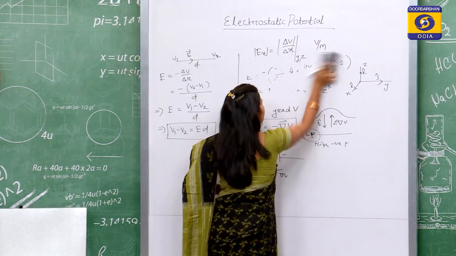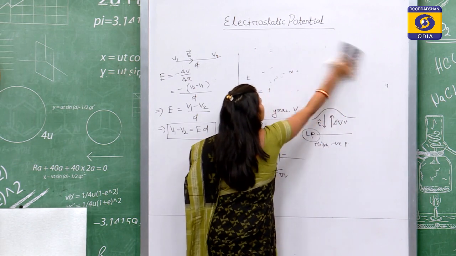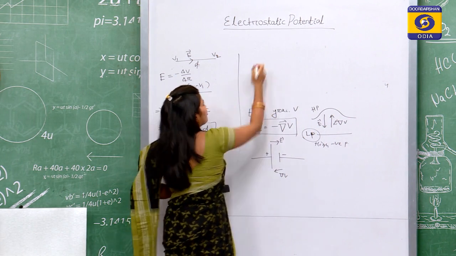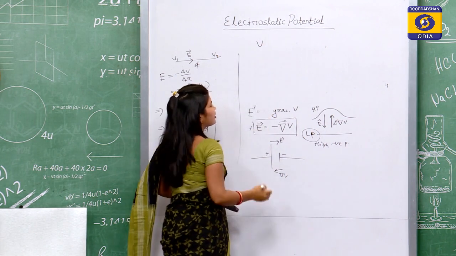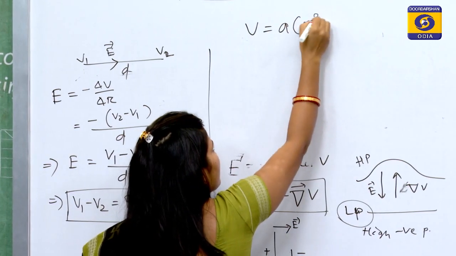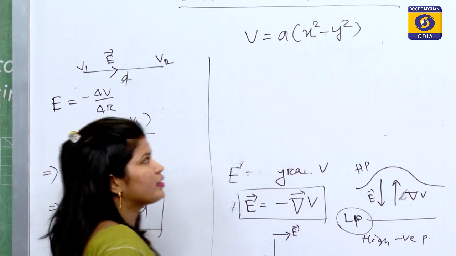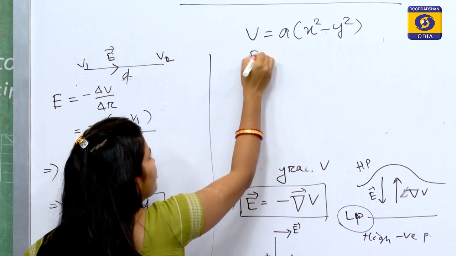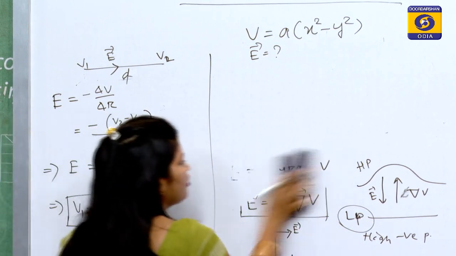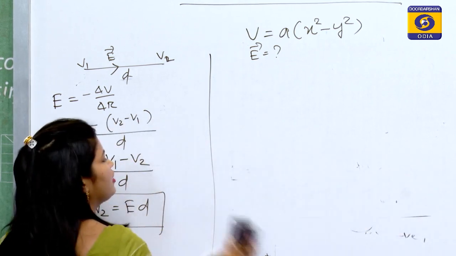Let us solve one example here. Suppose you have the potential in xy coordinates, that is V is equal to A into x square minus y square, then what is the electric field strength? Find out this problem, find out electric field.